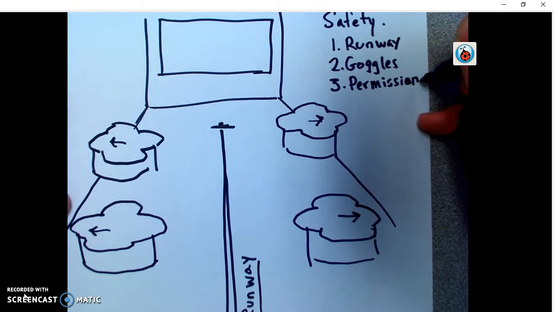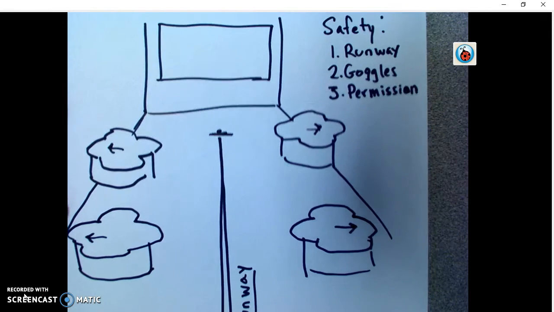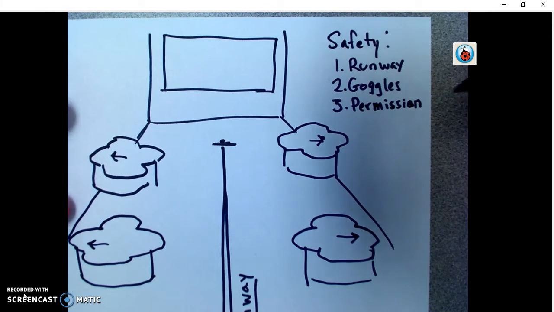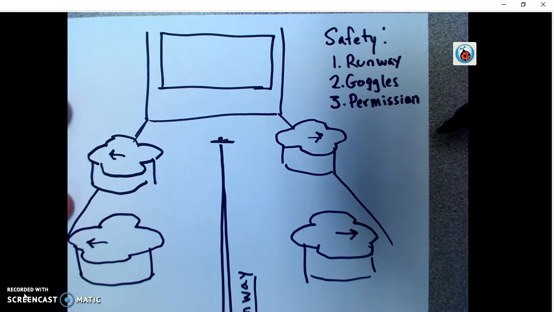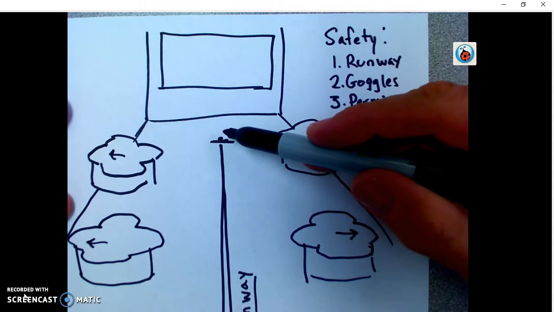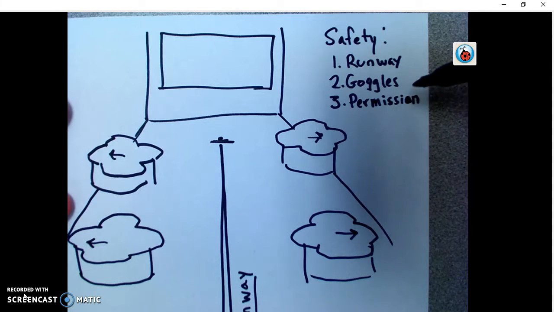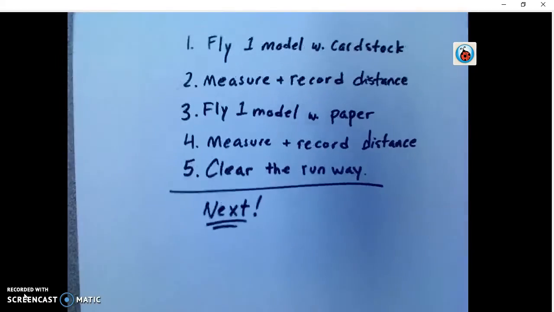It's the same at an airport. No airplane is allowed to just get on the runway and take off whenever they want. There has to be some order and some safety involved. So, to review, the runway is the only place where airplanes get thrown. Everyone has to wear goggles, and permission must be given from the adult in the room on whether or not you may enter the runway to throw your plane. Okay, now to the testing.